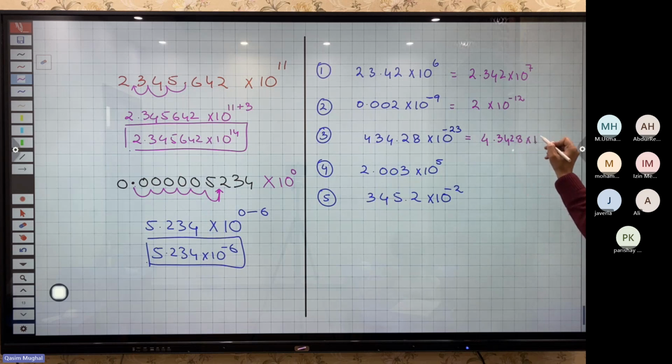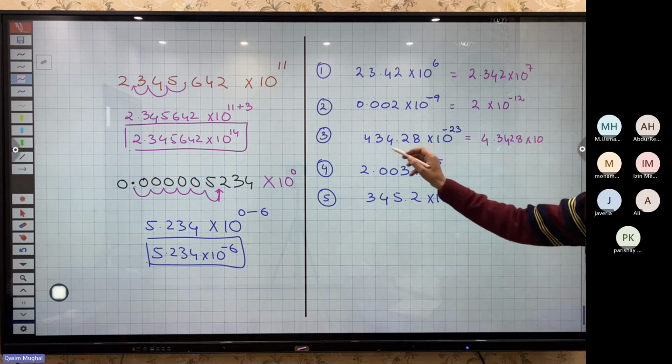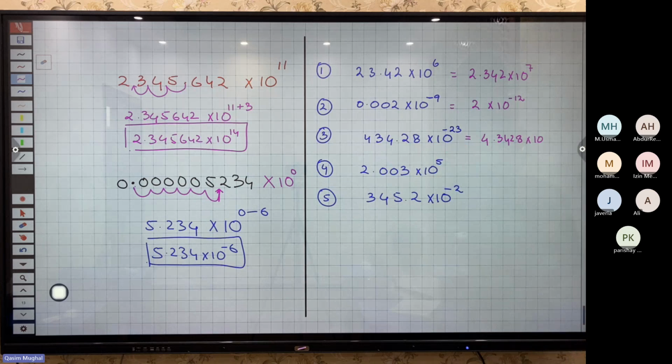4.3428 into 10 raised to the power of... okay, I'm moving the decimal to the left by 2 units, so that power of 10 will go up by 2 units. So minus 23 plus 2 is going to be minus 21. Okay.